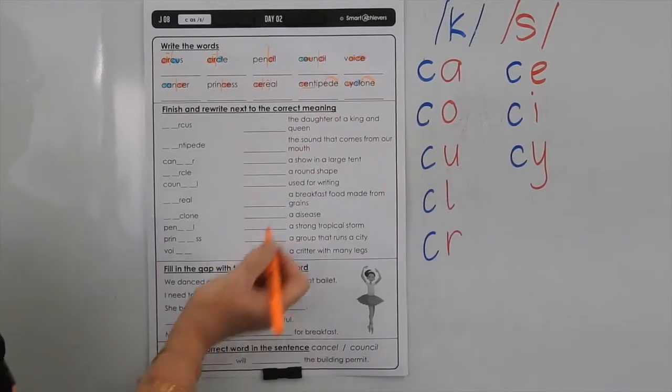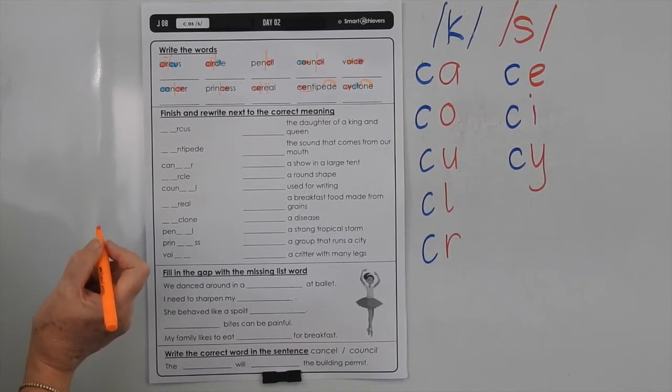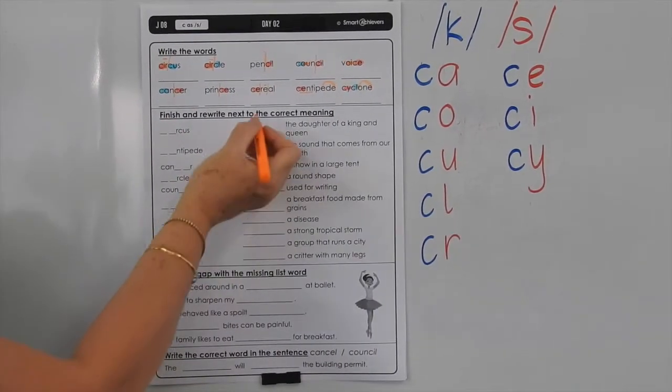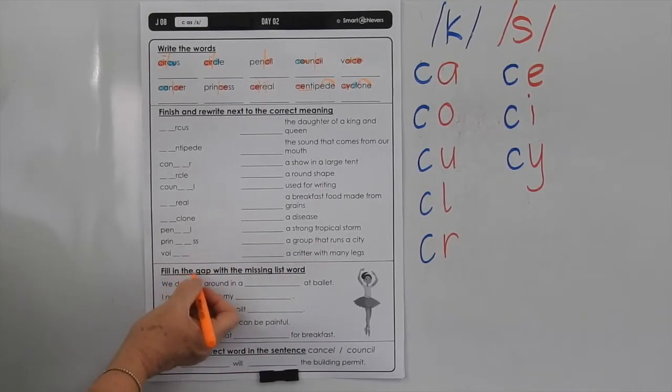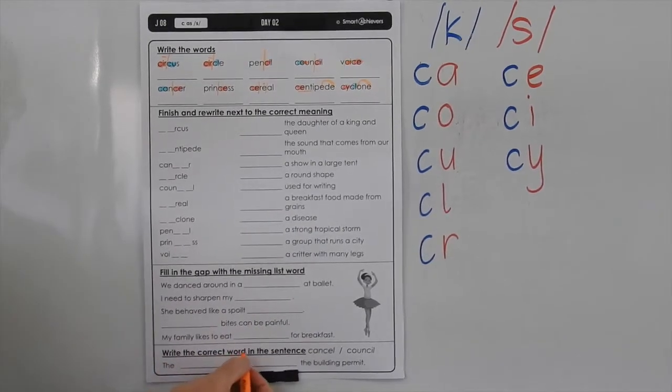A cyclone is a big wind or storm that comes in the summer months, and it can cause a lot of damage. So you have to finish the words here, fill in the missing word for the meanings here, and down the bottom you're going to fill in the gap with the missing list word. Write the correct word in the sentence.